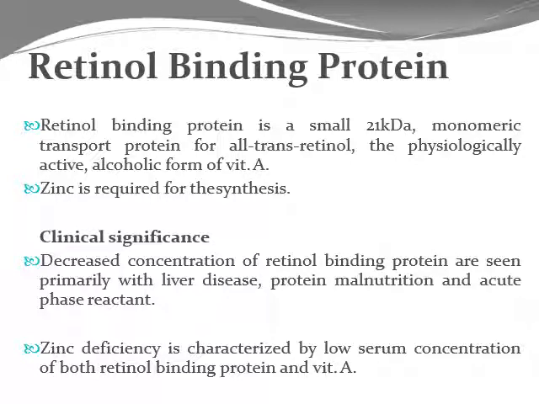The fourth important plasma protein is RBP, or retinol binding protein. It's a very small protein and mainly a transport protein for all-trans retinol. Physiologically, it transports vitamin A. Zinc will be required for this process, and a decreased concentration of retinol binding protein can be seen in cases of liver diseases, protein malnutrition and in case of any acute phase reactant. Zinc deficiencies also can be characterized by low serum concentration of both vitamin A and retinol binding protein.